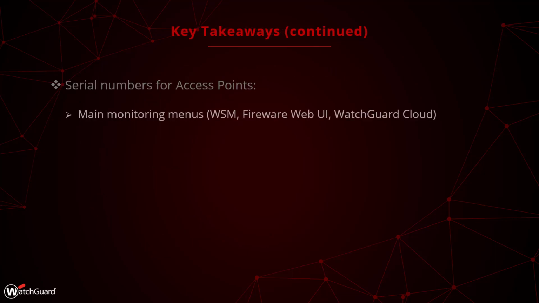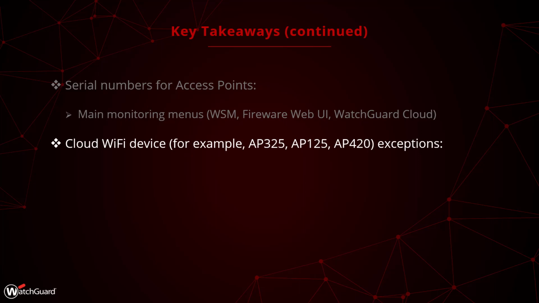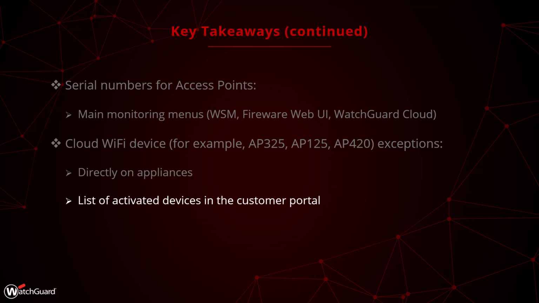For access points, the best place to start is near the main monitoring menus or on the list of managed devices. And for cloud Wi-Fi devices with Secure or Total Wi-Fi, check directly on the device or search the list of activated devices in the customer portal.